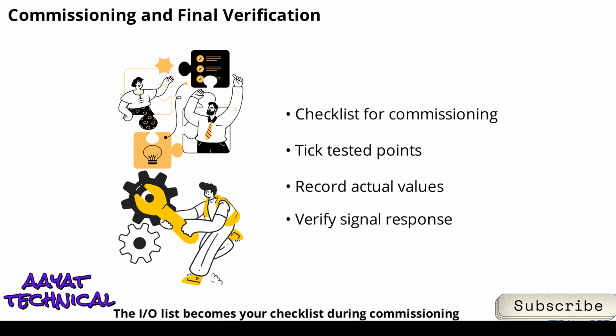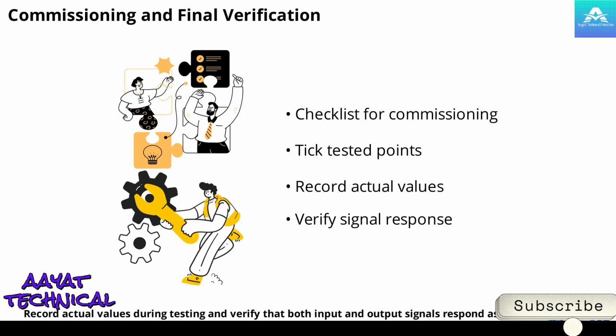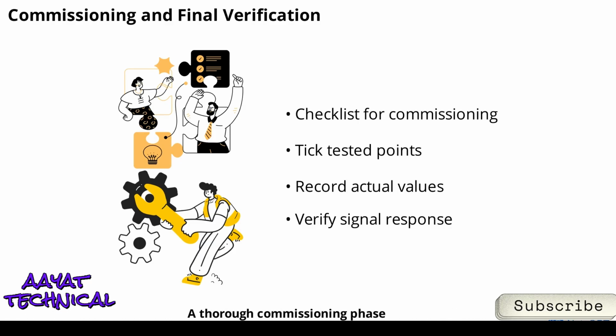The I/O list becomes your checklist during commissioning. As you test each point, tick it off with the date and status. Record actual values during testing and verify that both input and output signals respond as expected. This process ensures every device is connected and functioning correctly before handover. A thorough commissioning phase, guided by your I/O list, reduces future troubleshooting and builds confidence in your BMS installation.